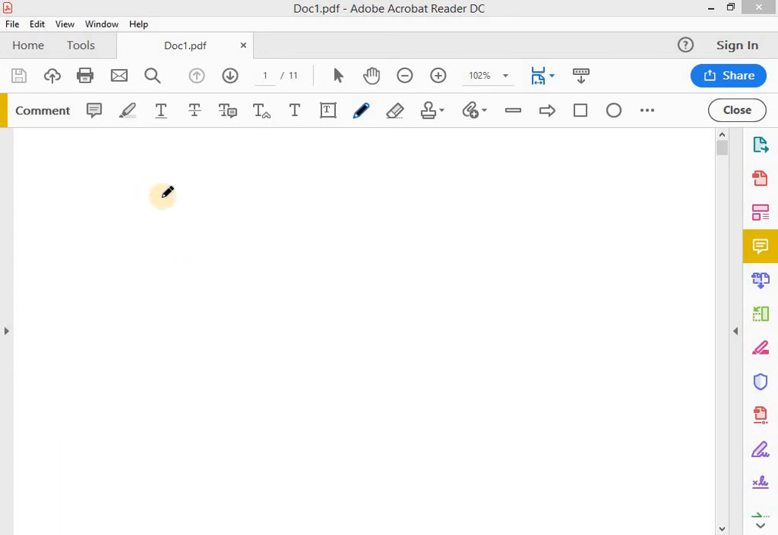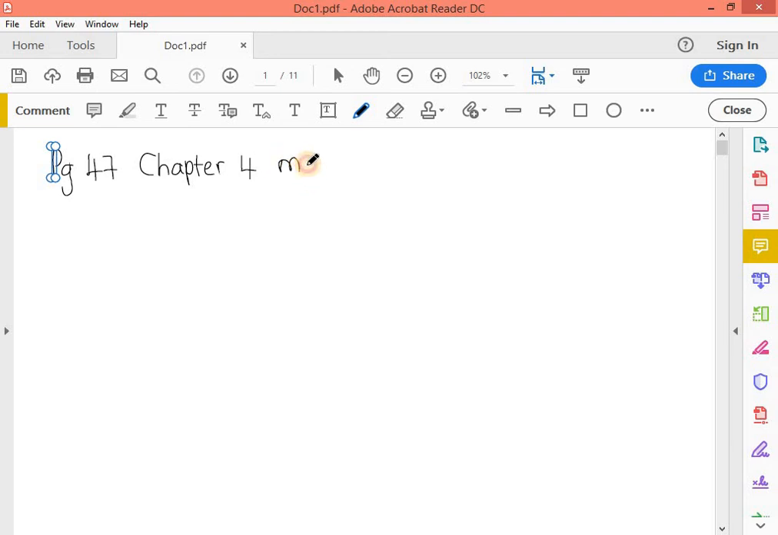Refer to page 47. Page 47, chapter. In your module it is chapter 2, but according to our RPP it is chapter 4, multiple integrals. So in this chapter you will deal with a lot of integration.